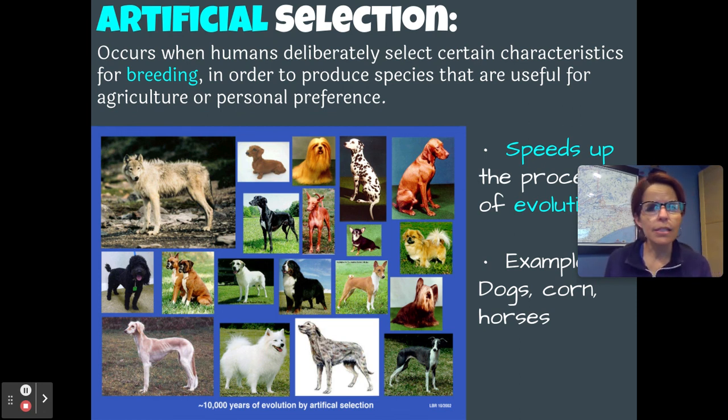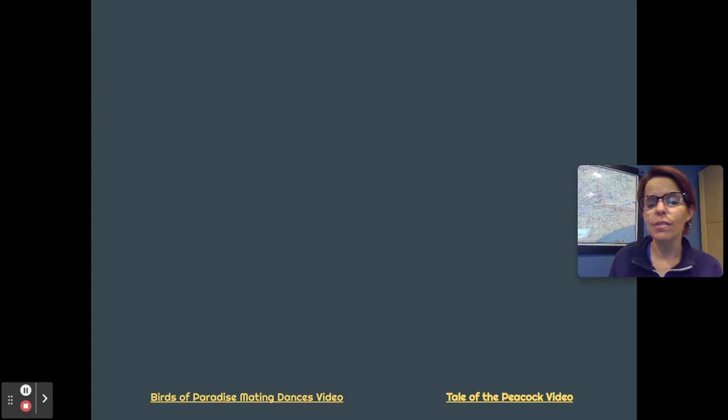But the same thing can be said about corn or horses or cows or chickens. All these things, all of our crops, we've bred them specifically to have certain traits. And so that's called artificial selection.